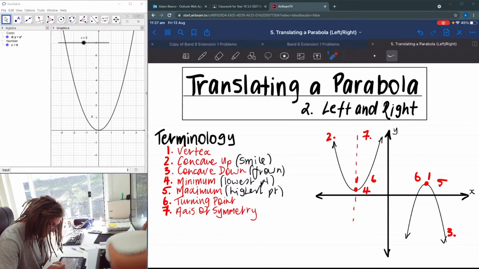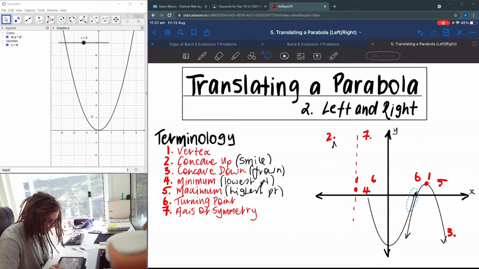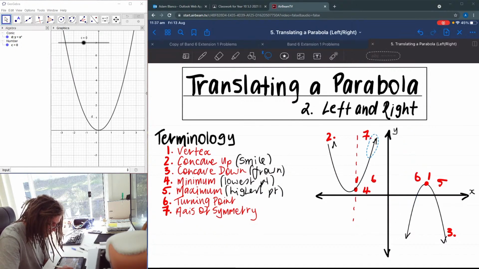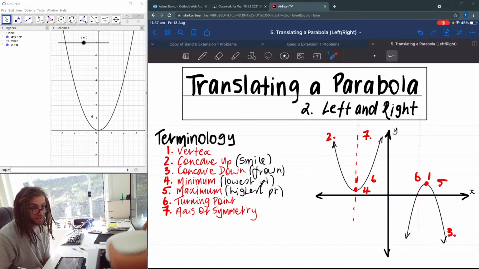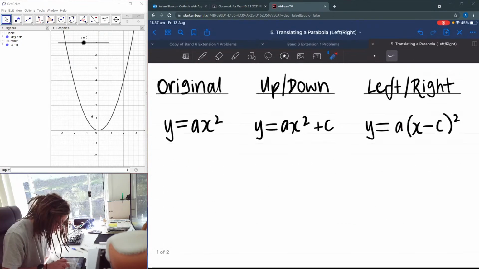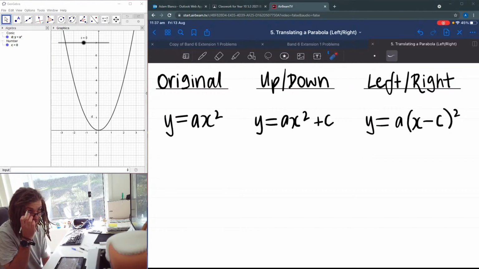So the axis of symmetry never changed because our parabola was just going up and down, and the axis was just the y-axis. Whereas today we're going to be looking at moving it left and right, so the axis of symmetry is something that's going to change, and something that we're going to be able to calculate. Moving it left and right is a little bit different than you might have seen before, and I'm going to show you why towards the end.